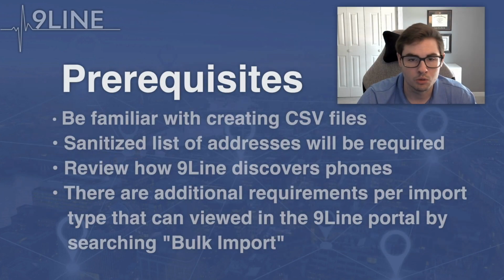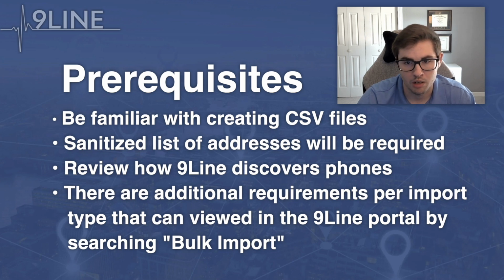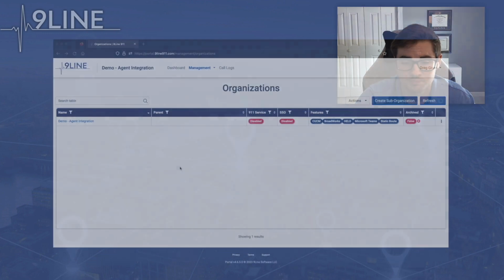So before you get started, you'll want to take note of the following prerequisites prior to starting a bulk import operation in the Nyland portal. You should be familiar with creating CSV files for bulk import. To ensure initial success with minimal repeat effort, a sanitized list of addresses will be required. Review and understand how Nyland discovers phones. More detail can be found on this by searching for the keywords phone discovery in the Nyland support portal. And there are additional prerequisites per import type. These can be reviewed in the documentation portal by searching the keywords bulk import.